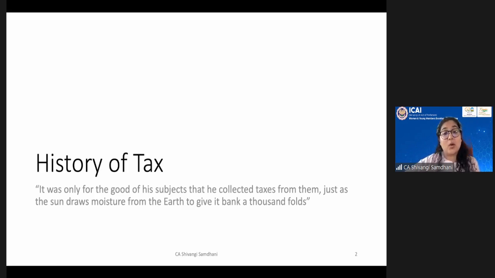It is said that Kautilya in Arthashastra discussed a lot about taxation, financial planning, and financial matters. Arthashastra is known to be the first administrative treatise on public finance, administration, and fiscal law of the country. So this is a very old concept and it is continuing till date.